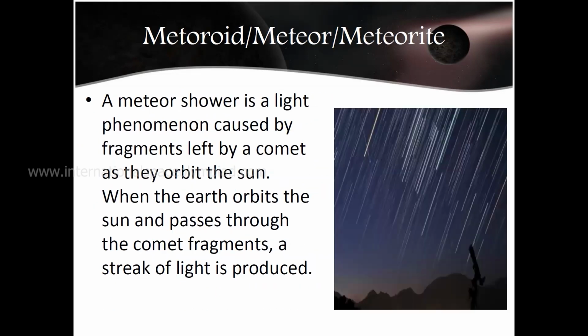Now, meteor shower. A meteor shower is a light phenomenon caused by fragments left by a comet or an asteroid as they orbit the sun. Then when the Earth orbits the sun and passes through those comet fragments, a streak of light is produced. That's how a meteor shower is produced. So maybe some fragments are already in space in the region where we are orbiting the sun, and when Earth passes through that region, we get this shower.